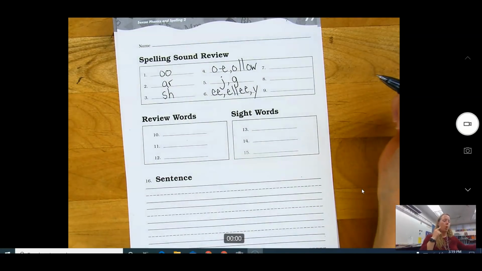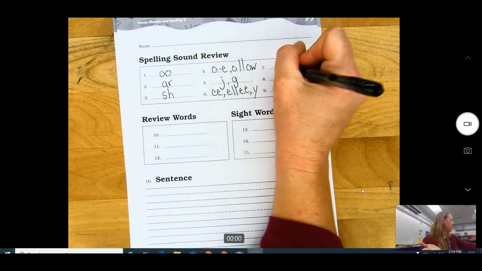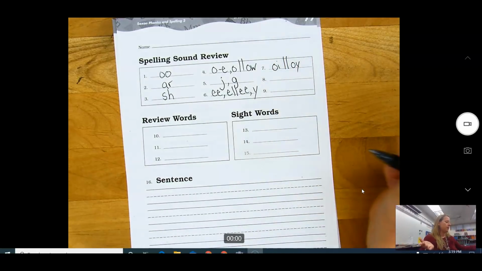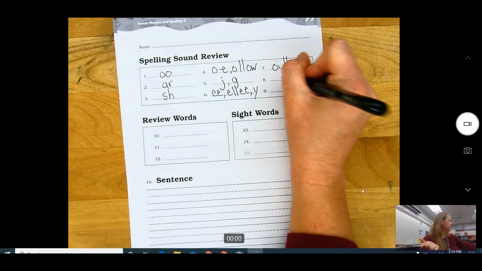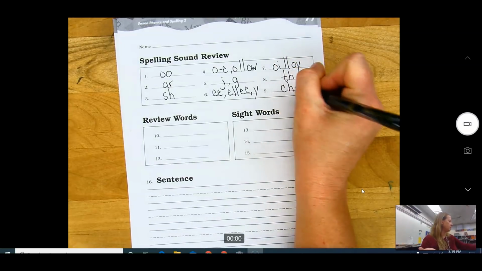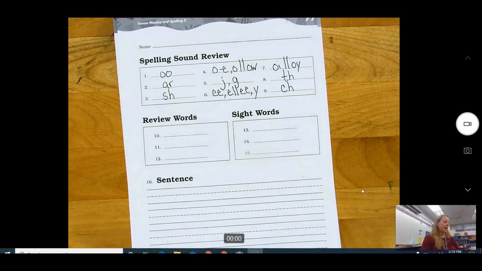Number 7, Oi. O, I, final, O, Y. Number 8, T, H. And number 9, Ch, C, H. Okay, number 10, review words.